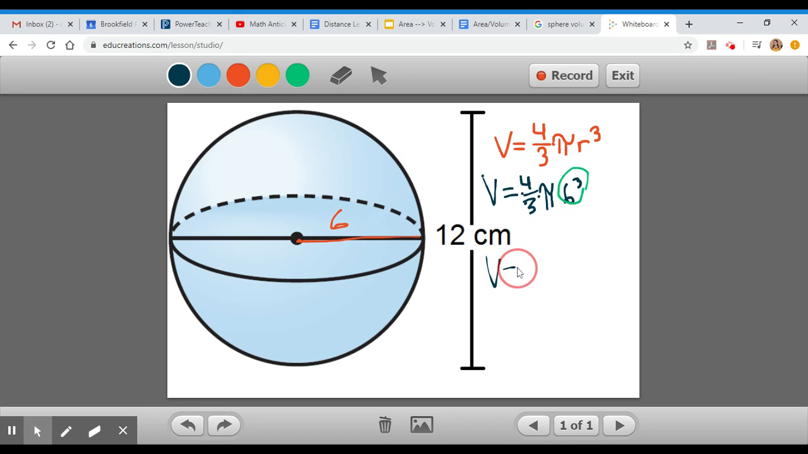So I'm going to write down once again that volume is going to be 4/3 times pi. And using a calculator is fine. I'm going to figure out that 6 to the third is 216.